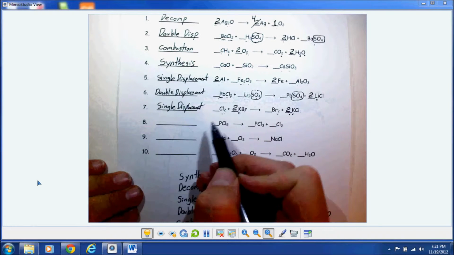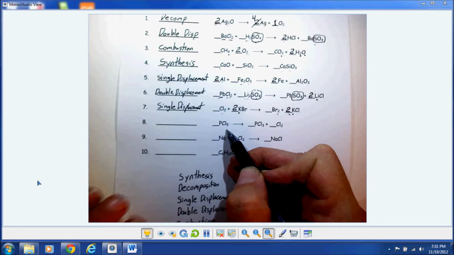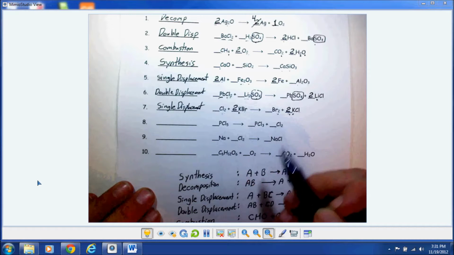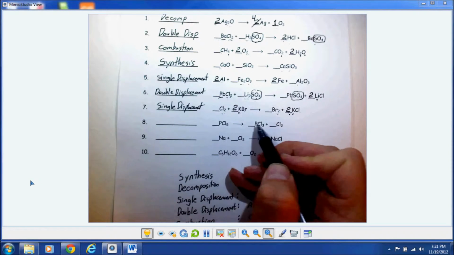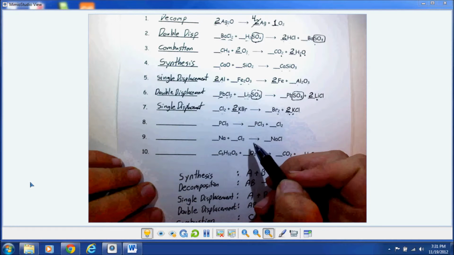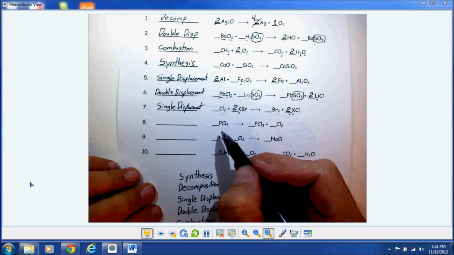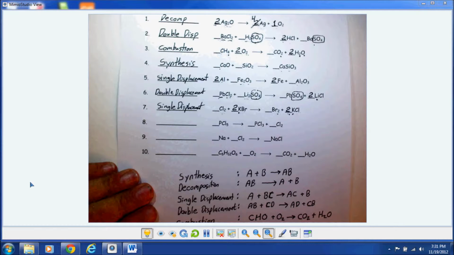Number 8, I have phosphorus pentachloride yields phosphorus trichloride and chlorine gas. Since I'm starting with a single compound and ending up with 2 compounds, or 2 substances, the first one is a compound, the second one is a free element. Because I've gone from 1 to more than 1, this must be a decomposition.